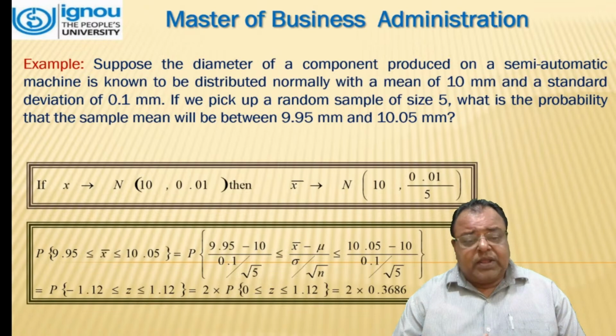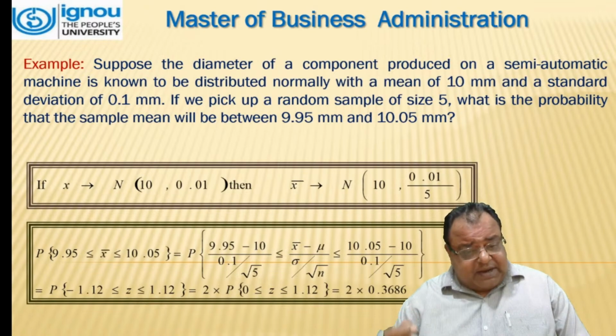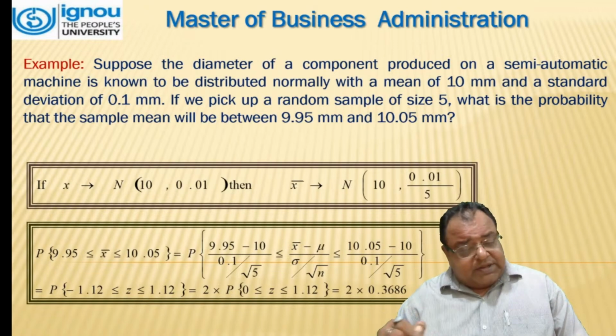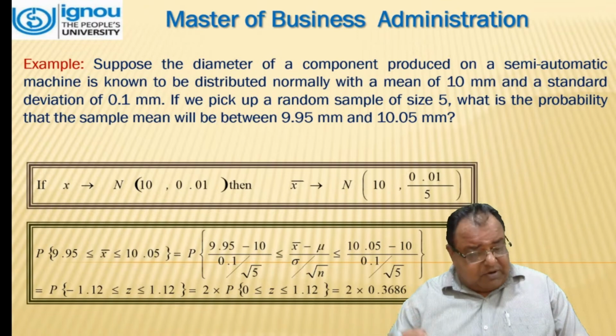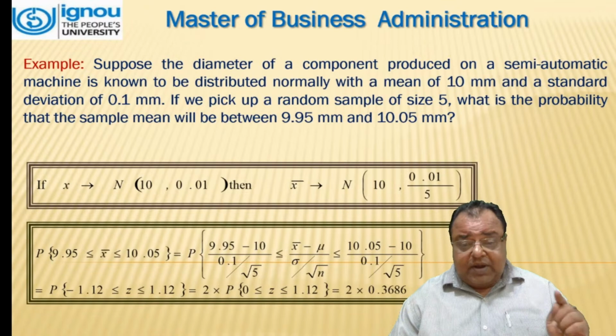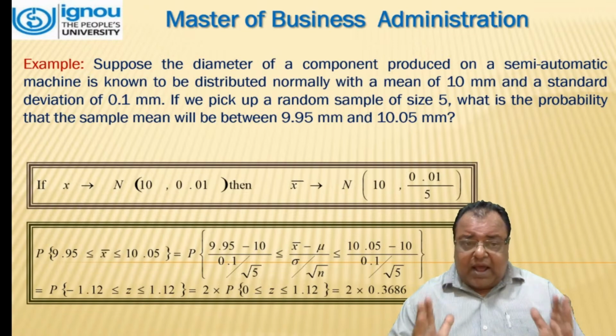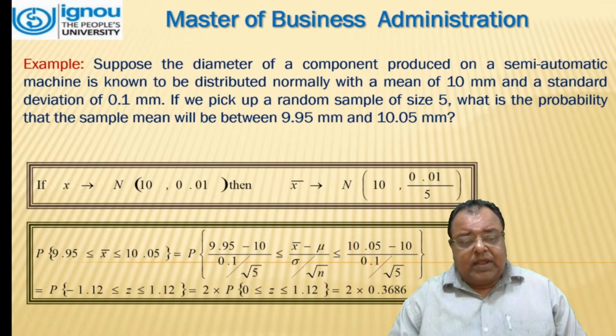We will apply (9.95 minus 10) upon 0.1 divided by under root 5, less than or equal to (x bar minus mu) upon sigma divided by under root n, which will be less than or equal to the second value, that is (10.05 minus 10) upon 0.1 divided by under root 5. All these values are given to us in that problem.